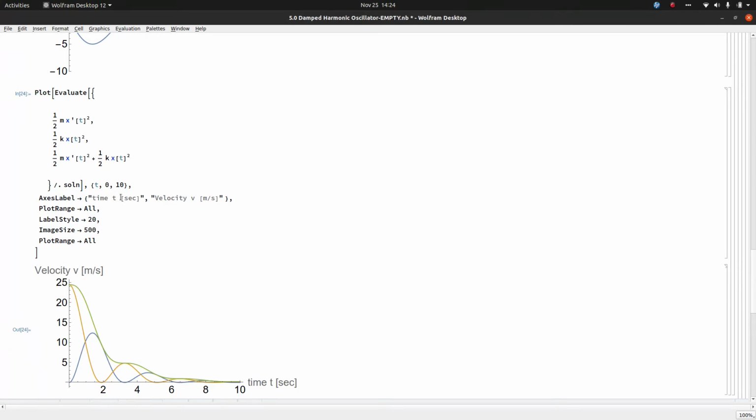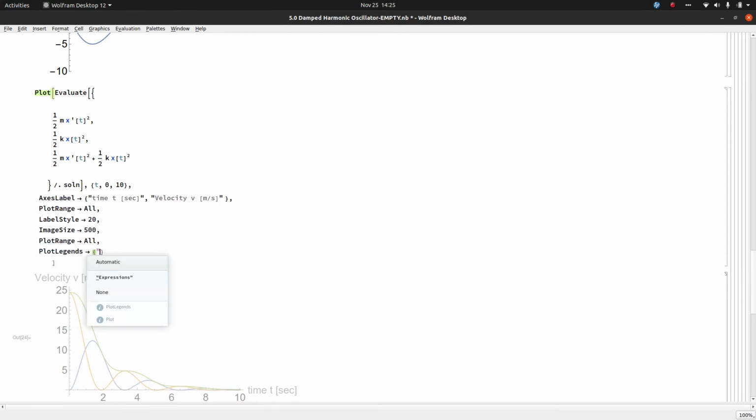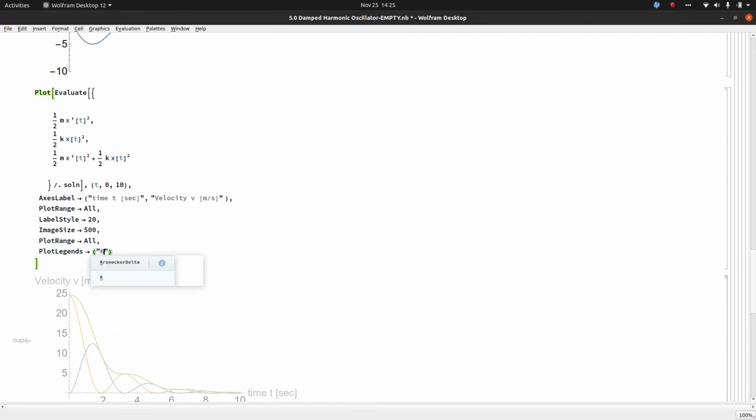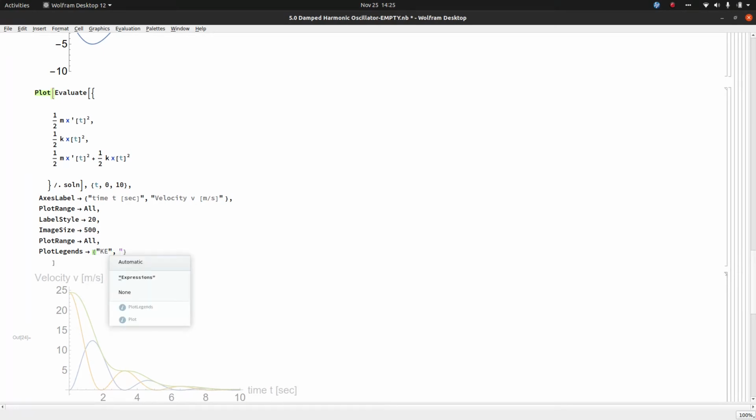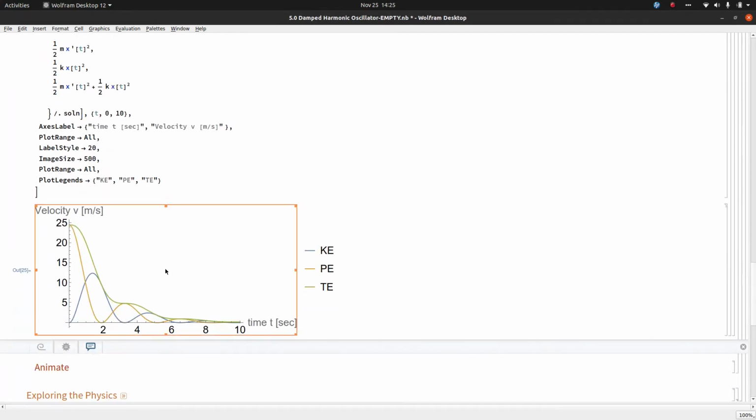And here we can see, we also want to plot legends in here. So my first term was the kinetic energy. My second term was the potential energy. My third term was the total energy. And if we plug in, now we've got a nice labeled graph. I know exactly what everything is.